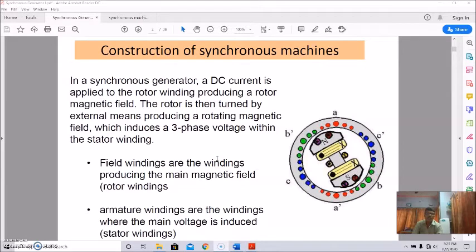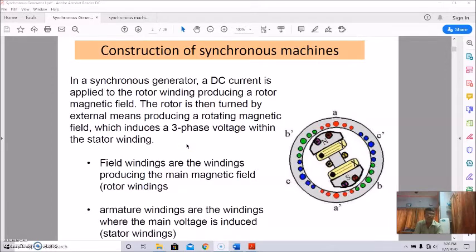So this rotor is provided with a DC current, so it produces a stationary magnetic field. And when this prime mover rotates, because the rotor is coupled with the prime mover, the rotor also rotates, and as a result, a rotating magnetic field is produced. So this rotating magnetic field induces a three-phase voltage within the stator winding.